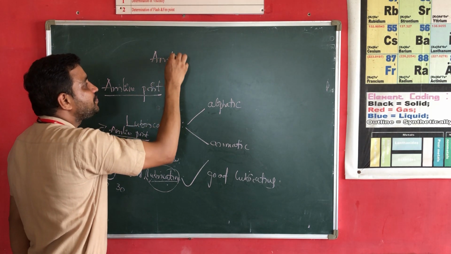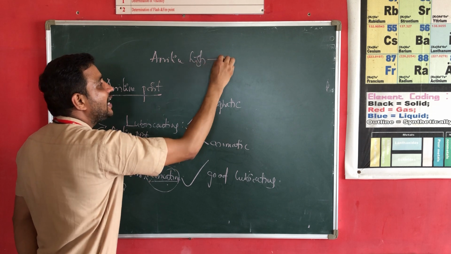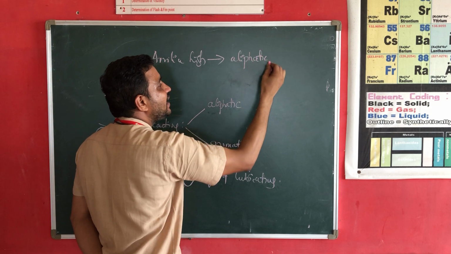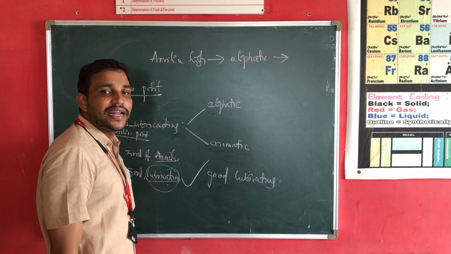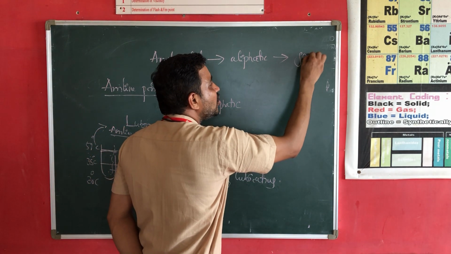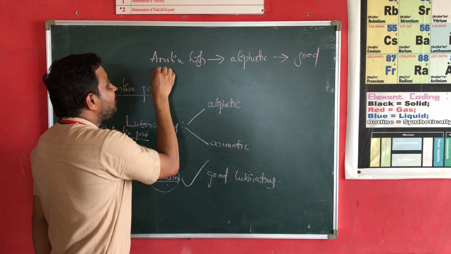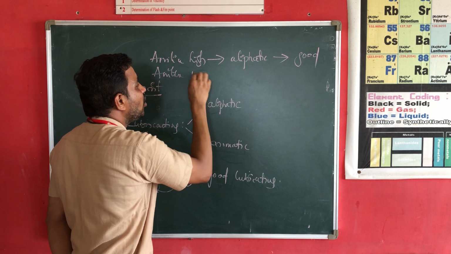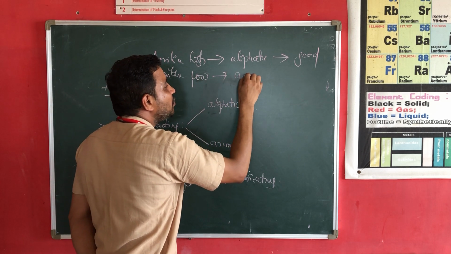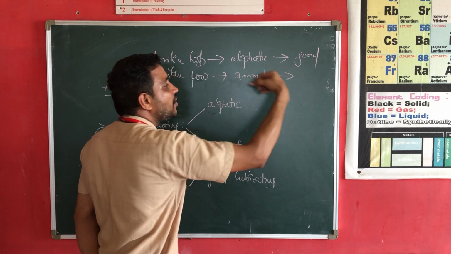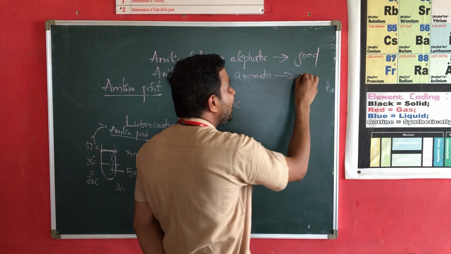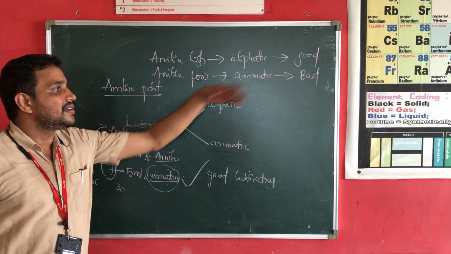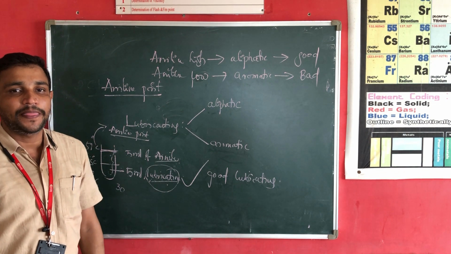So if the aniline point is high, that means the lubricating oil is containing aliphatic hydrocarbons. When the lubricating oil is containing aliphatic hydrocarbons, it is good lubricating oil. If the aniline point is low, then the lubricating oil is containing more aromatic hydrocarbons. When the lubricating oil is containing more aromatic hydrocarbons, that may dissolve the rubber sealings. That's why it is called bad lubricating oil. Kindly note that.